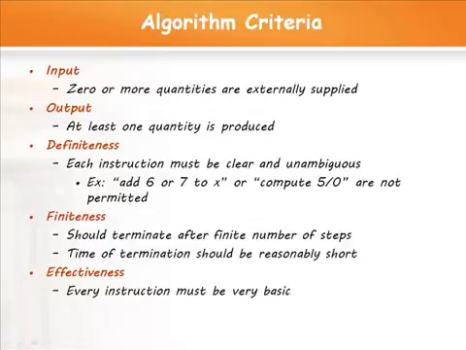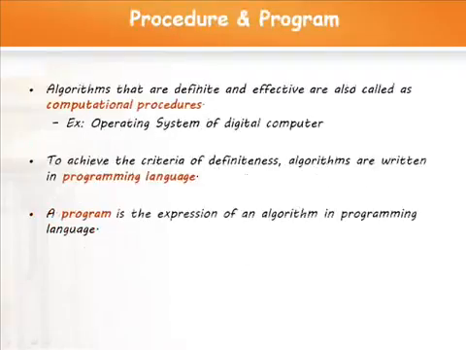The fifth criterion is effectiveness. Every instruction must be very basic so that it can be carried out, in principle, by a person using only pencil and paper. Algorithms that are definite and effective are called computational procedures. One important example of a computational procedure is the operating system of a digital computer. The procedure is designed to control the execution of jobs in such a way that when no jobs are available, it does not terminate but continues in a waiting state until a new job is entered.